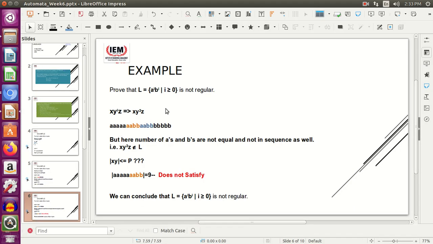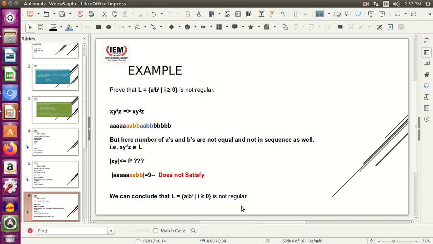So first of all, we have checked that x y raised to the power 2z is not an element of L. Once you are done, you go for checking the next condition, that is, the length of xy less than or equal to p. In some case you might see that this condition is satisfied, but do not stop there. Go and check some other cases also. If you get a single case where this is not satisfied, you can conclude, according to the rules of the pumping lemma, that the language L equal to a to the power i, b to the power i is not a regular language.